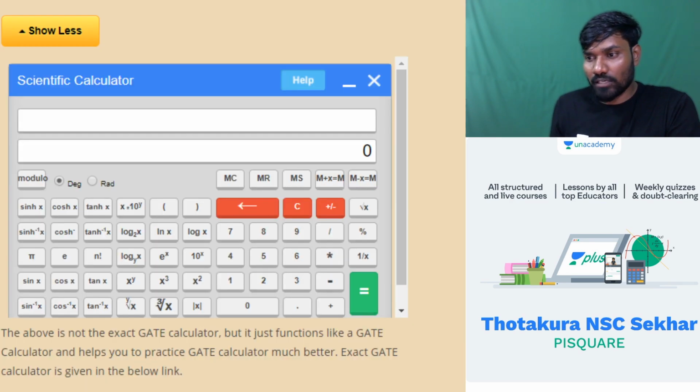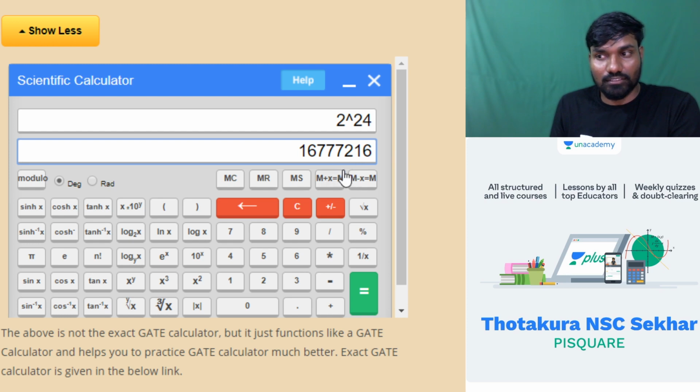Okay, the next one is 2 power 24, you want that, right? 2 first, then power 24. 16,777,216. Okay, if I take a modulo of 5, it shows infinity. How come it is infinity? It's not supposed to be infinity. If it is showing infinity, then maybe something is wrong with the calculator.